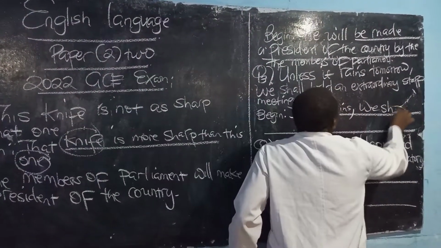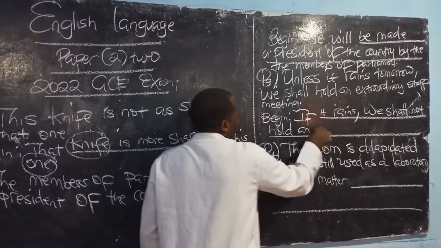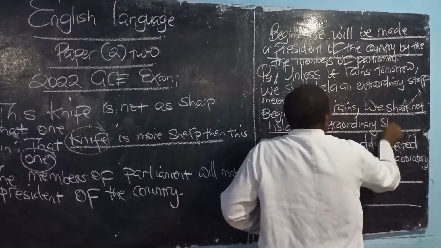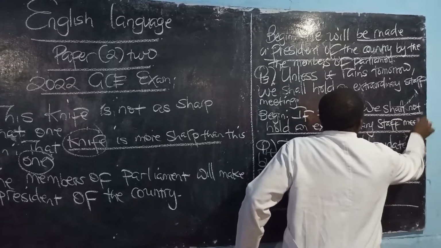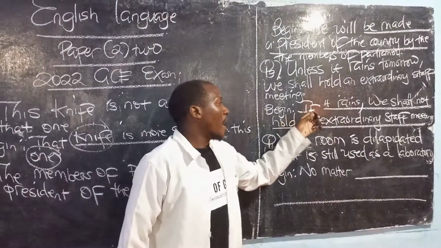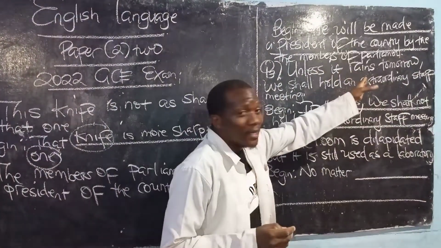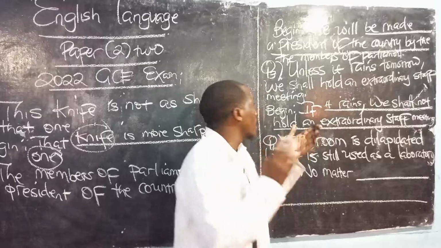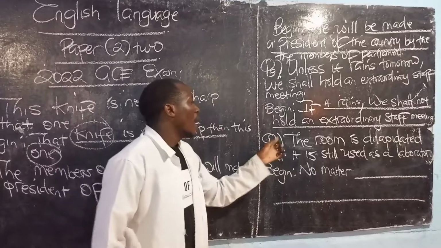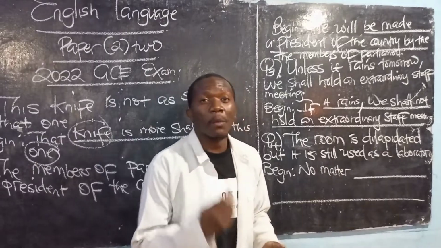We are going to say we shall not hold an extraordinary staff meeting. So I'm going to say if it rains, we shall not hold an extraordinary staff meeting. In opposite language, unless it rains tomorrow, which means if it doesn't rain tomorrow, we shall hold an extraordinary staff meeting. Question 4. The room is dilapidated, but it is still used as a laboratory.